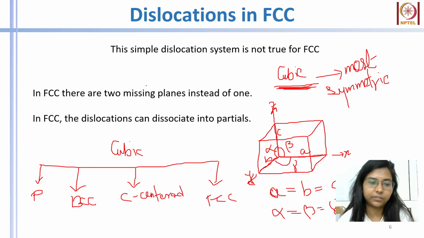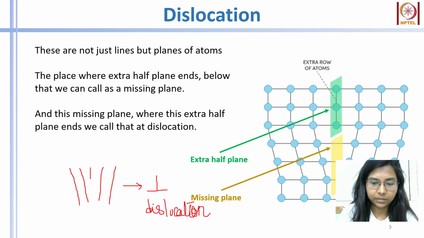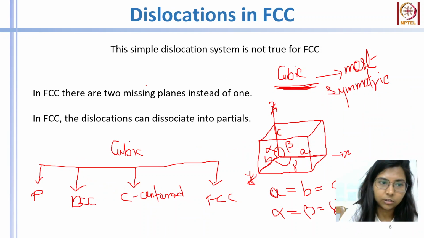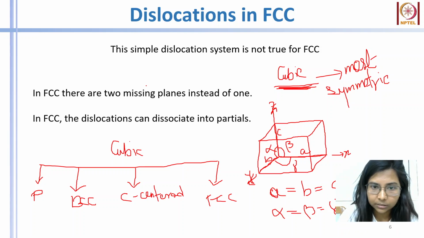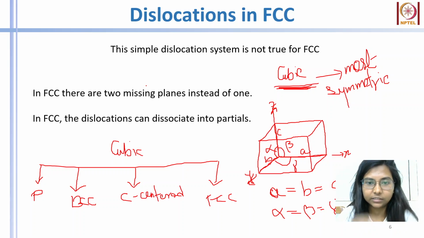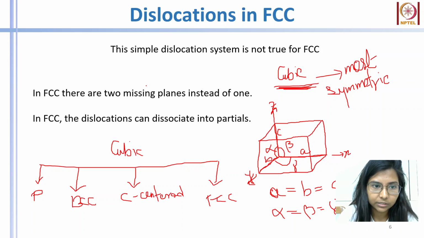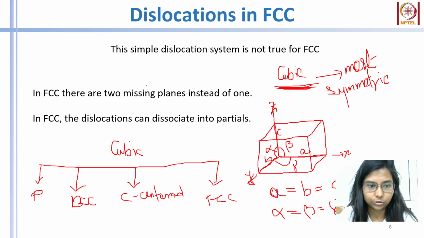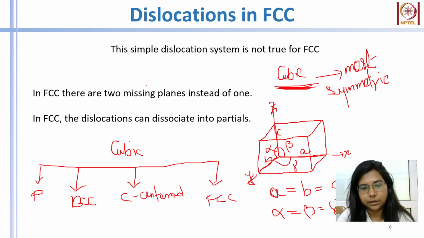The simple dislocation which I showed previously is not true for FCC, because in FCC there are two missing planes instead of one. How do these missing planes come about? If you look at the video from the professor, you will see that he has given the derivation, so I am not repeating that. But the key points for FCC which you need to remember are, first, that there are two missing planes instead of one, and second, that the dislocations can dissociate into partial dislocations. The Burgers vectors can dissociate into partials. We will understand the Burgers vector one by one, so I am moving forward.